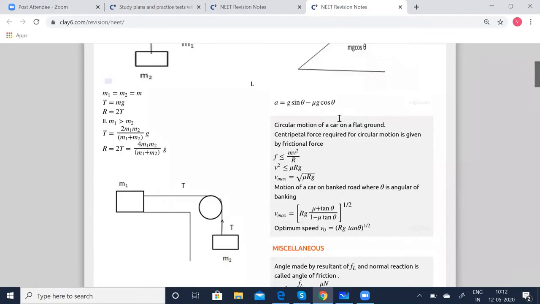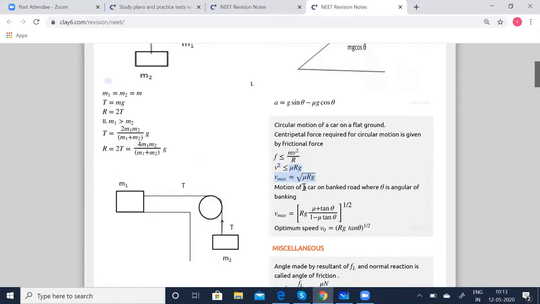So the maximum velocity with which the vehicle can go round the level curve without skidding is given by V max is equal to root of mu r g. The centripetal force required for circular motion is provided by the frictional force. So F should be less than or equal to m v squared by r. From this equation we can derive that v squared is less than or equal to mu r g when you substitute for F, and V max is equal to root of mu r g.